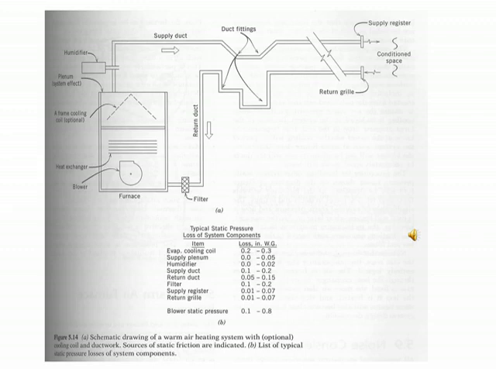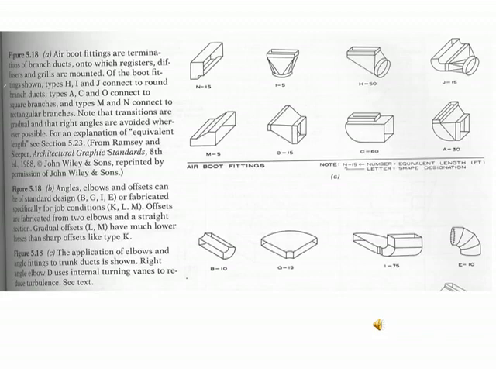Those units are boots and fittings. When the air is passing through, we use these devices and equipment to fit the air pipelines. Those include the air diffuser and the air boot fittings.